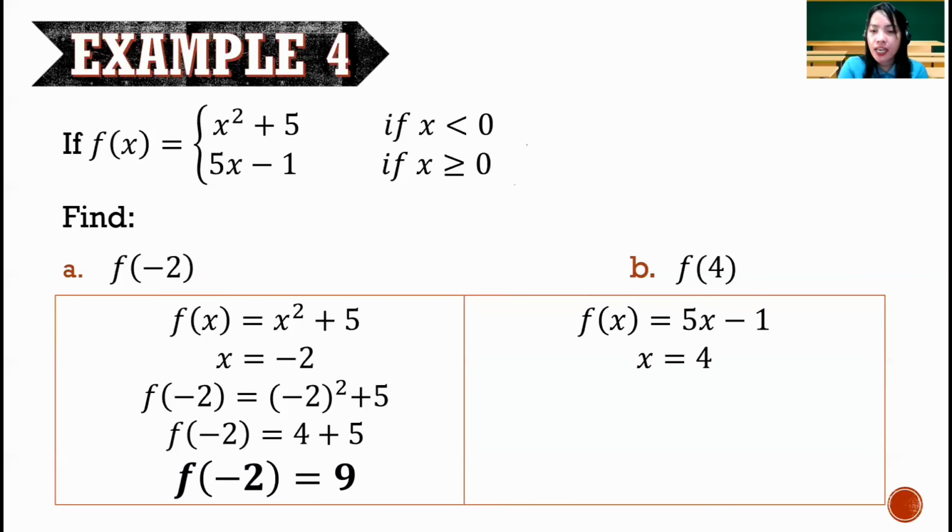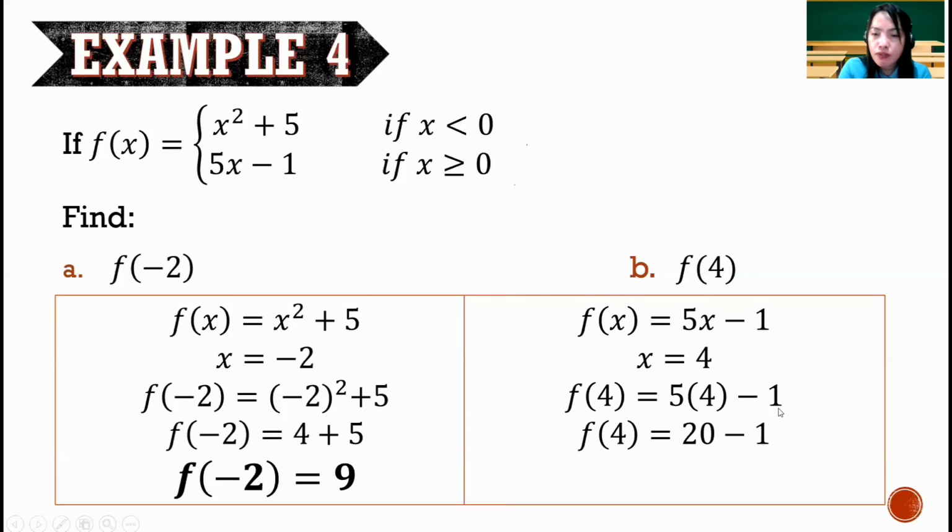Ang value ng x ay 4 sa letter B. To evaluate the function, we are going to replace the x variables with 4. So, that will be 4. F of 4 equals 5 times 4 minus 1. 5 times 4 is 20 minus 1. Final answer, f of 4 equals 19.